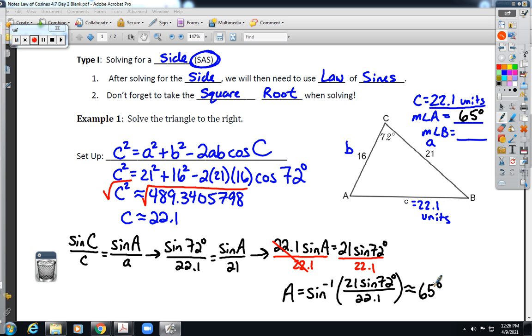Yeah, 64.6 means we round up. Okay, 65 degrees. Now, how do we find the third angle? Yep, 180 minus the other two. So our third and final piece, angle B, is 180 minus 72 minus 65. I no longer trust my brain, so put that into the calculator. That is 43 degrees, and that triangle is solved.